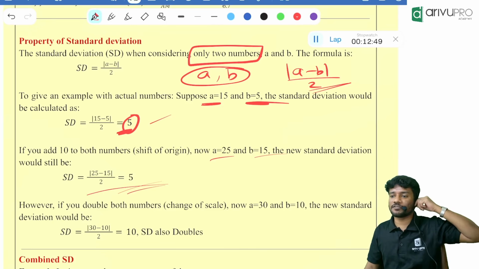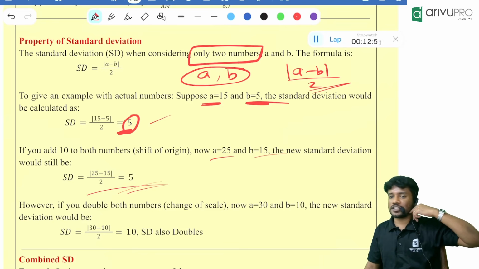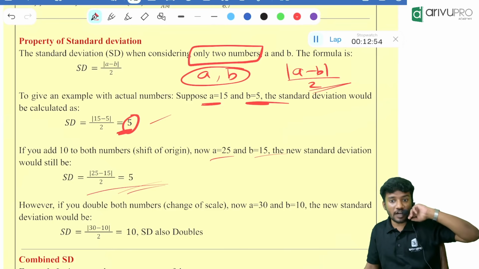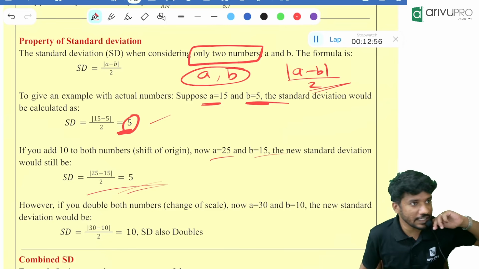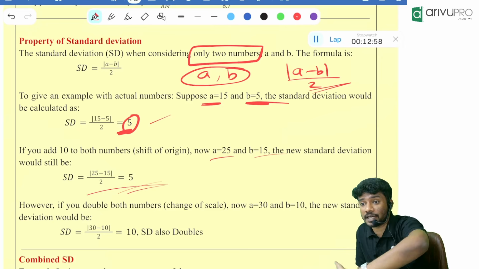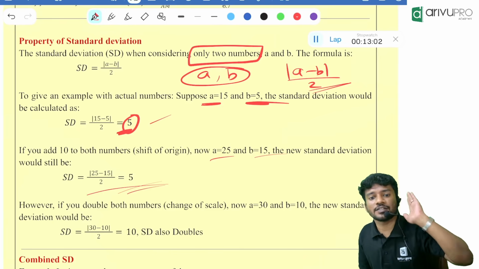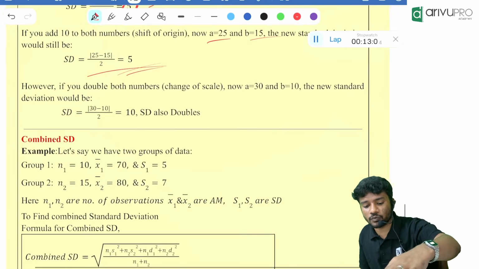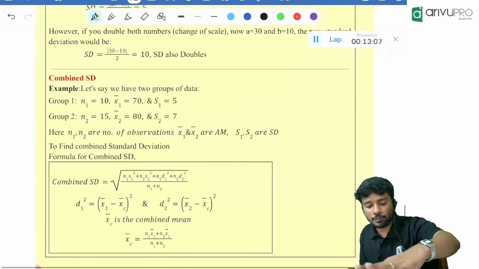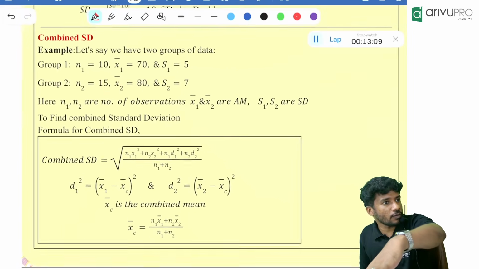Change of scale means if I multiply, the standard deviation also will get multiplied. If I divide, the standard deviation also will get divided. If I add or subtract, will the standard deviation change? No, it will not change. It will be the same as the previous. Now, people, have a look over here.